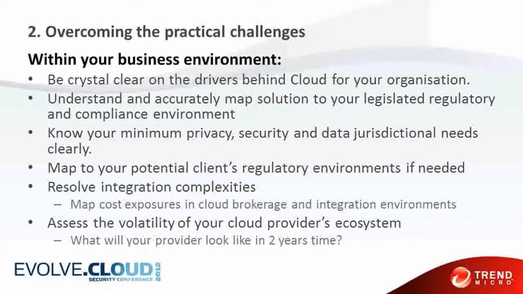Map to your potential client's regulatory environment. You've been sailing along, you've got your own public, private, whatever cloud operating, you've got all your clients out there, and you then manage to secure a major new client whose governance, security and privacy requirements are much higher than what you can provide. So you're taking that client on into your ecosystem. So what is your business model in that situation?